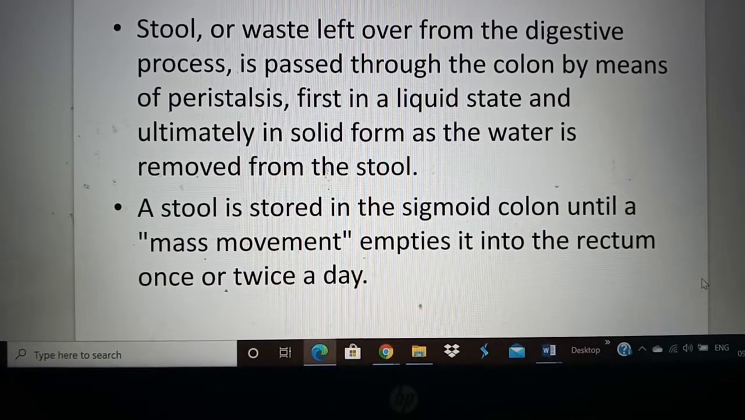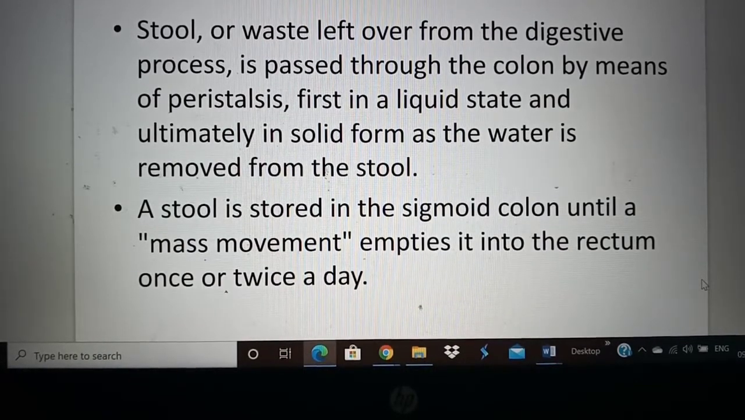Now the stool, or the waste left over from the digestive process, is passed through the colon by means of peristalsis, first in a liquid state and ultimately in solid form as the water is removed from the stool. The stool is stored in the sigmoid colon until a mass movement empties it into the rectum once or twice a day.